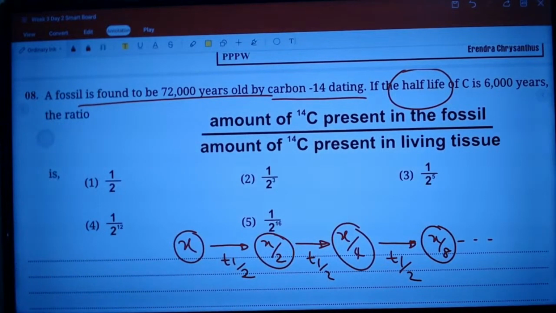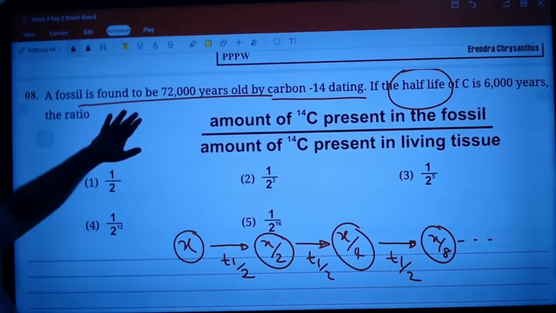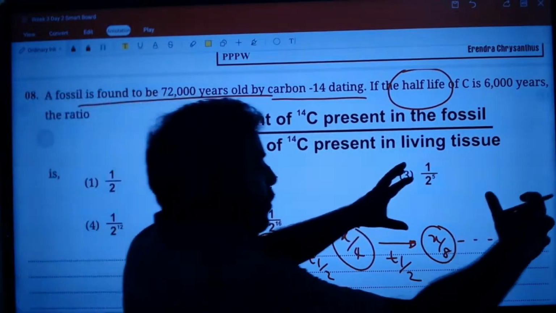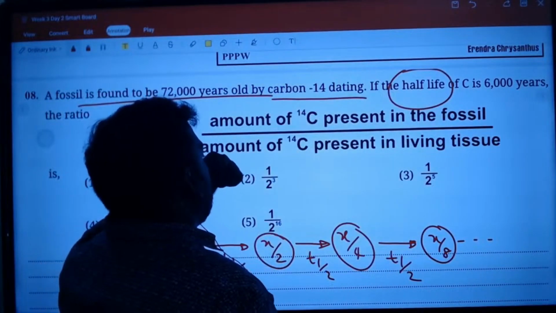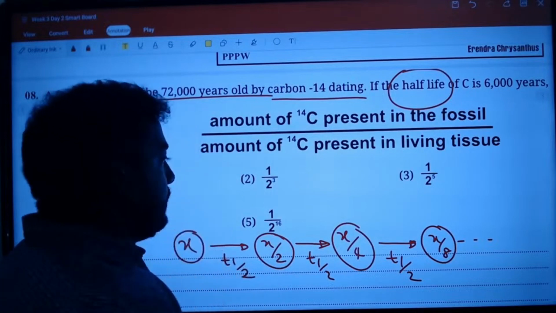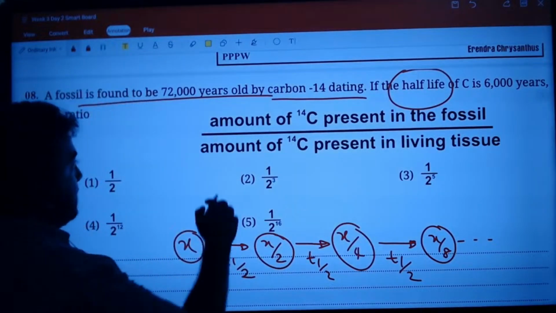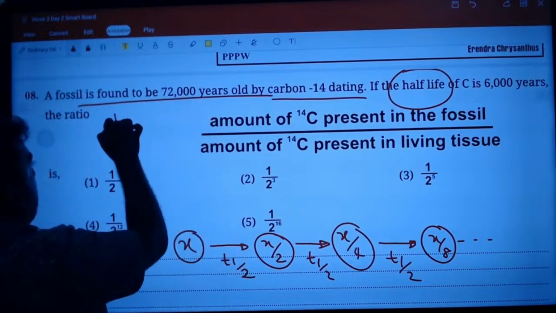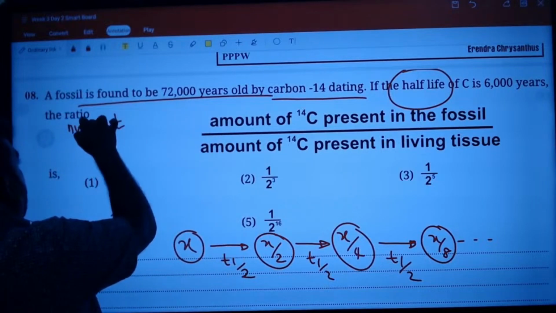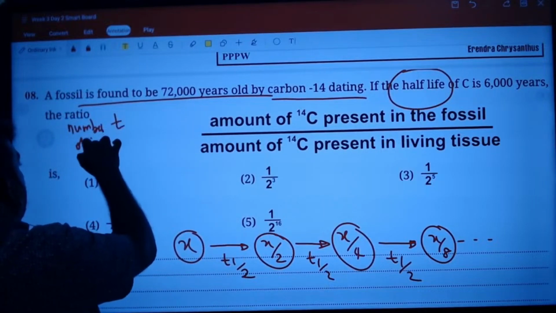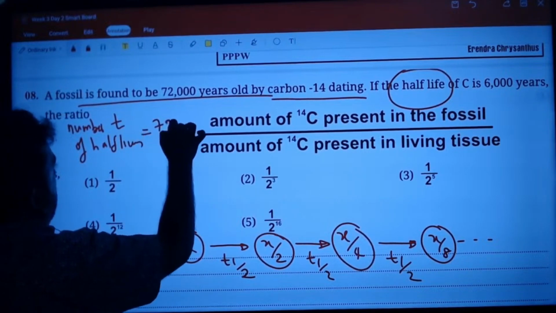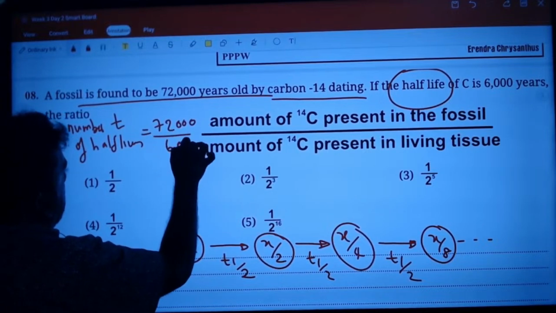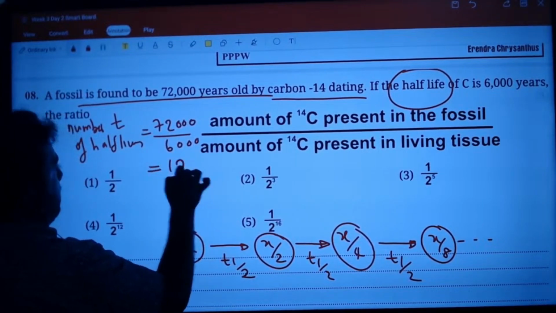What are they telling you? Fossil is found. What you find at the end. Fossil is found to be 72,000 years. Half-life is 6,000. That means in 72,000 years, how many half-lives are there? Number of half-lives: 72,000 divided by 6,000, you will have 12 half-lives.